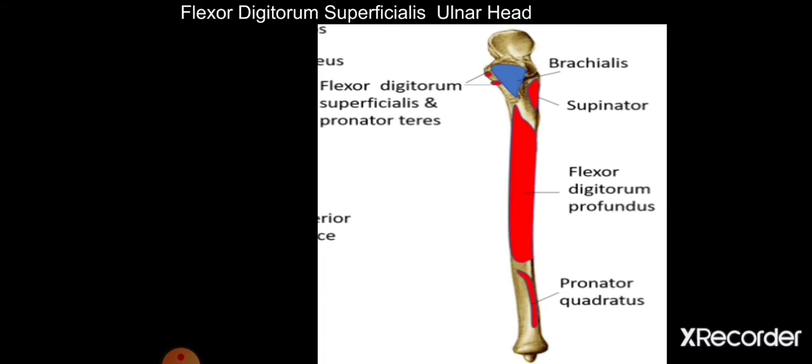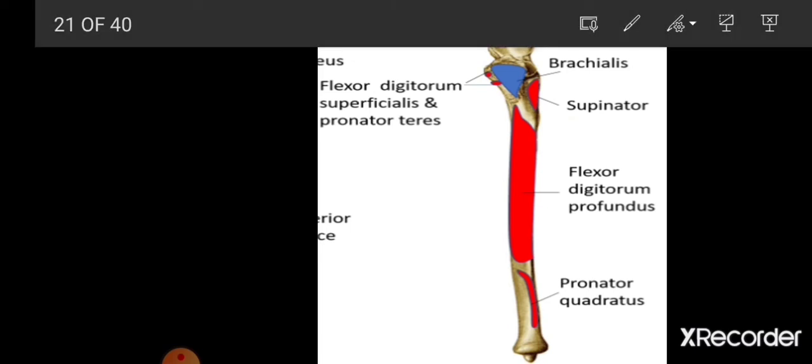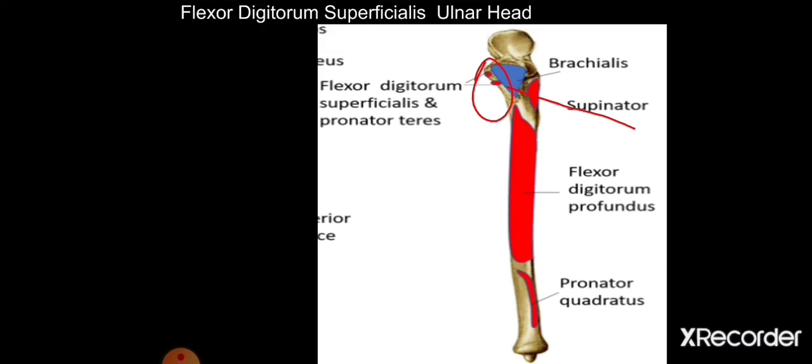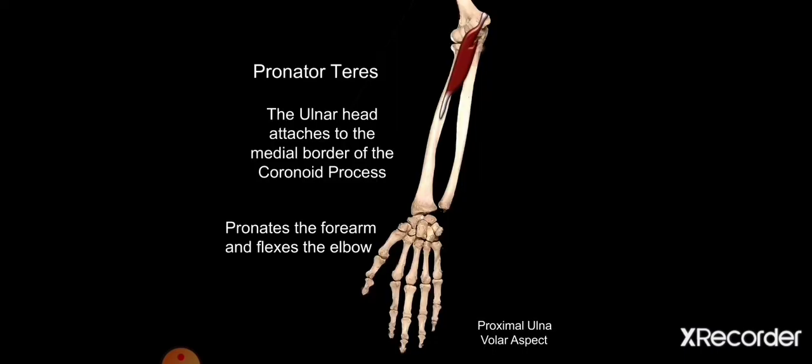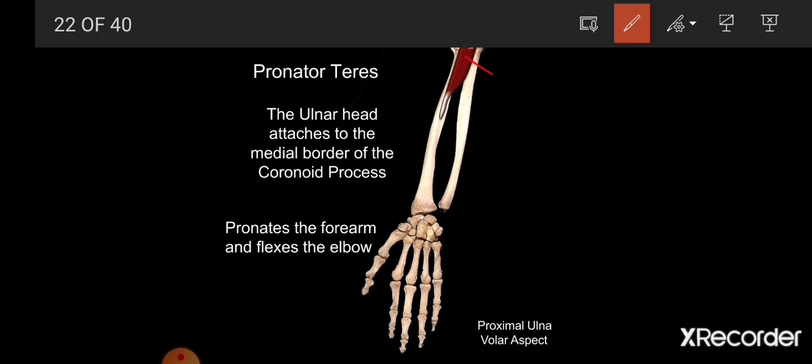Now the muscles which are attached to the ulna. So at the upper end we have flexor digitorum superficialis. As we can see in the image, it is just lying lateral to the ulnar tuberosity. So this is the ulnar tuberosity, and on the medial margin of this we have the origin of flexor digitorum superficialis and pronator teres. So these two muscles are the muscles of the front of the forearm. So this is the pronator teres arising from the medial epicondyle of the humerus as well as from the medial margin of the coronoid process of the ulna.